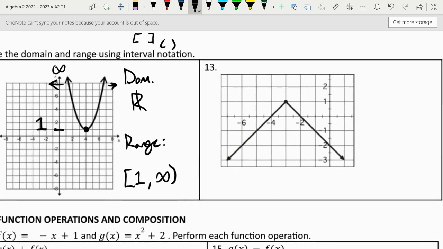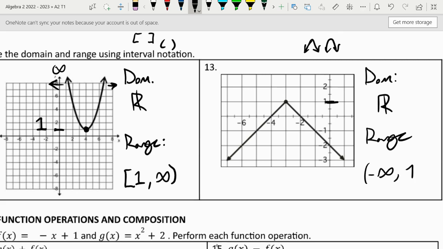For the second graph, it's kind of the same shape, even though it's a V instead of a U. It's the same idea where these arrows continue on forever. So the domain's going to be the same: all real numbers. And the range is going to be everything less than positive 1. So instead, we would write from negative infinity to 1, with 1 included with a bracket, since that's a closed circle.